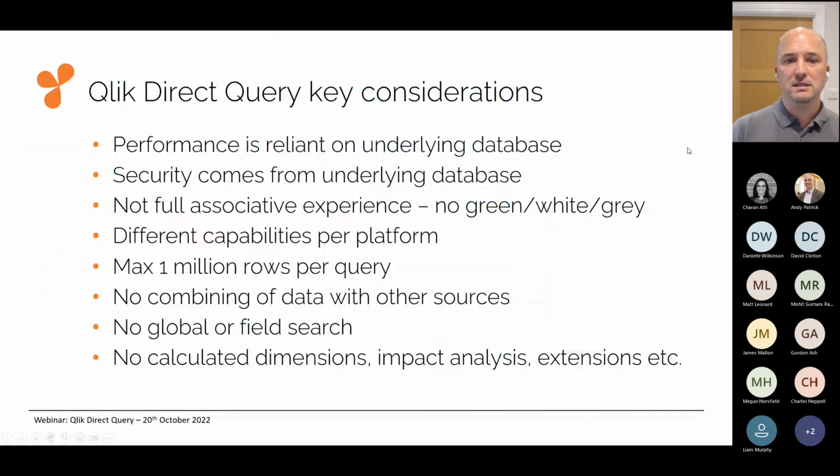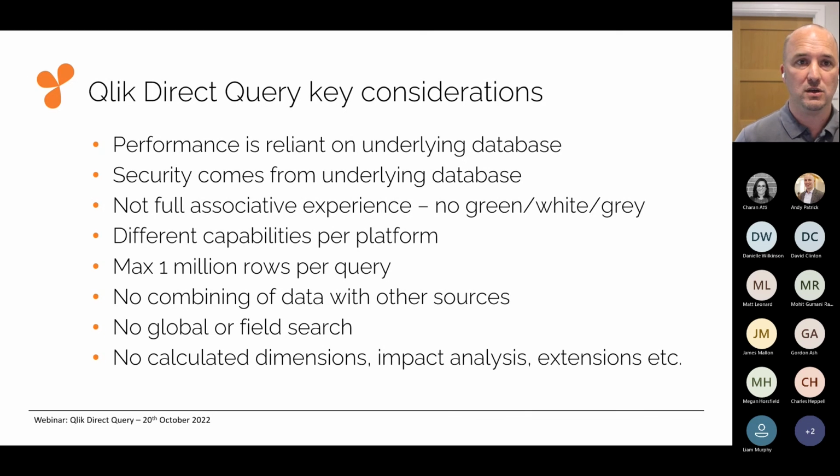Okay, so key considerations here. Again, I think I've mentioned all of these, but just to run through them again: performance-wise, you're reliant on your underlying database. If you expect a tiny warehouse, the super extra small warehouse in Snowflake or whatever, then you're going to end up with slower performance, but that might save you some cost. The security comes from the underlying database. So whatever is used in the connection details, in this case, we've used single sign-on, but if you'd specified a single account, then that security would flow through to the end user.